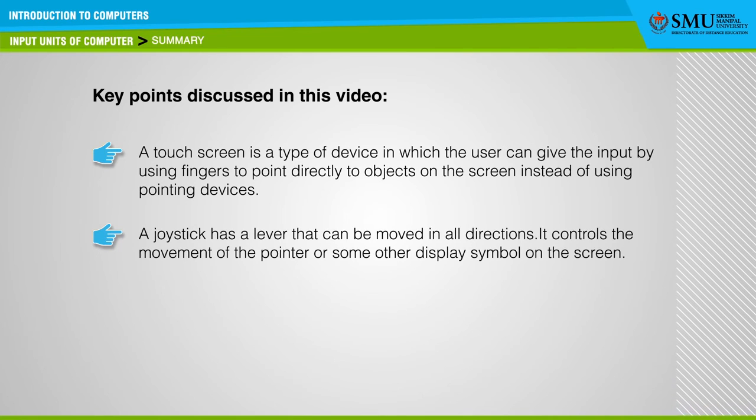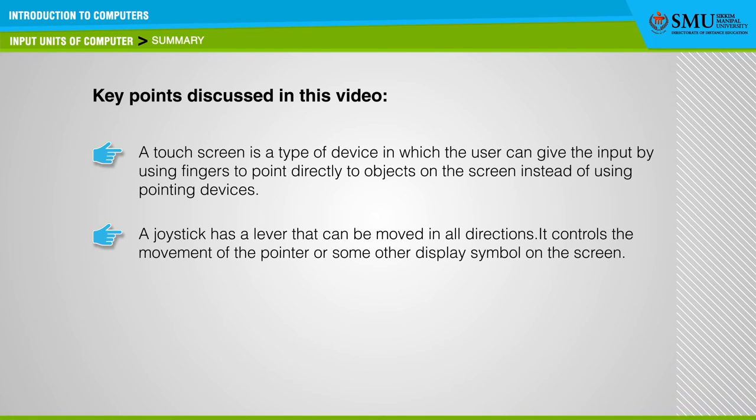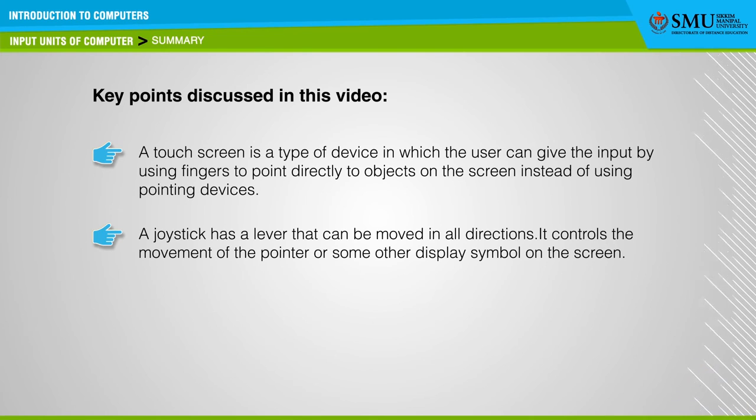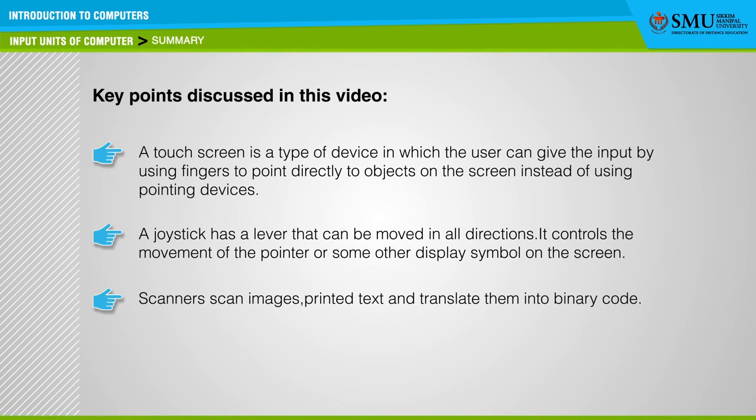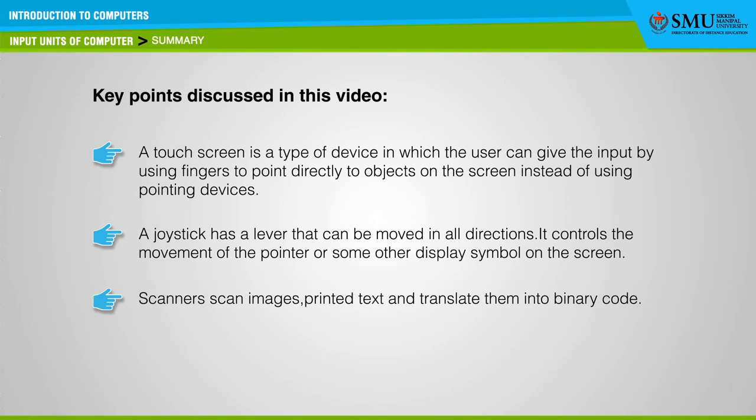A joystick has a lever that can be moved in all directions. It controls the movement of the pointer or some other display symbol on the screen. Scanners scan images and printed text, and translate them into binary code.